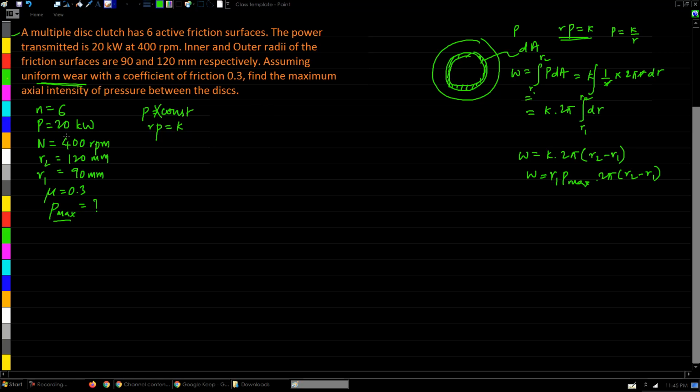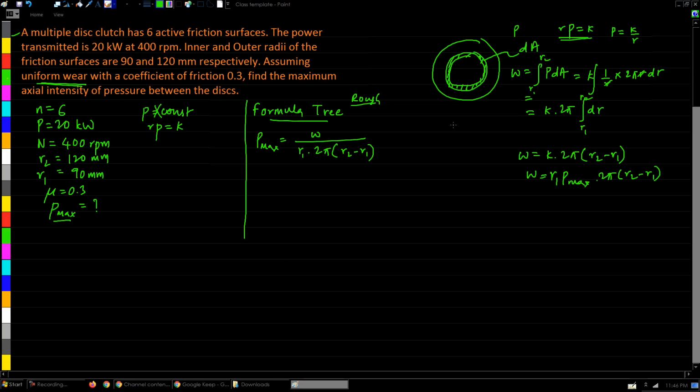So to solve such problems, we'll have to form a formula tree, and this formula tree we have to do in the rough work. Fine. So just draw a vertical line on the right side, and in the rough work area you can do this formula tree. So as you can see from this equation, we have to find the maximum pressure, and the formula for maximum pressure will be W divided by R1 into 2 pi into R2 minus R1. So this is the formula for P max.